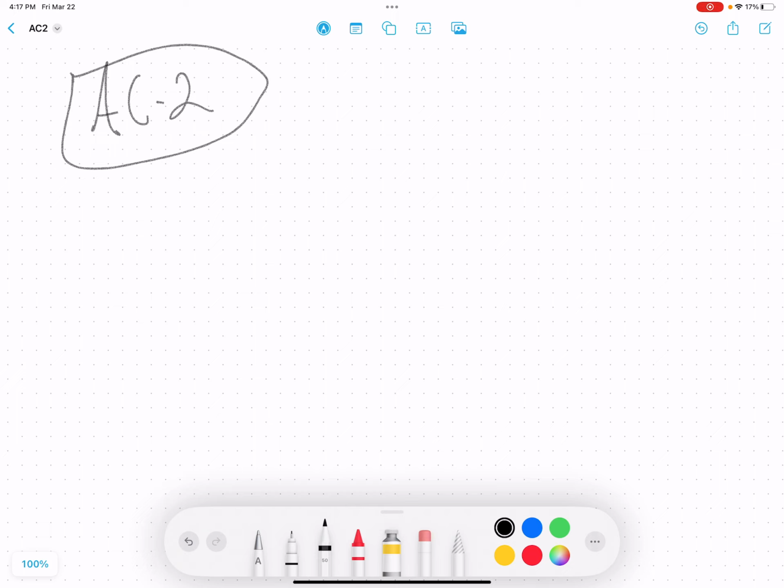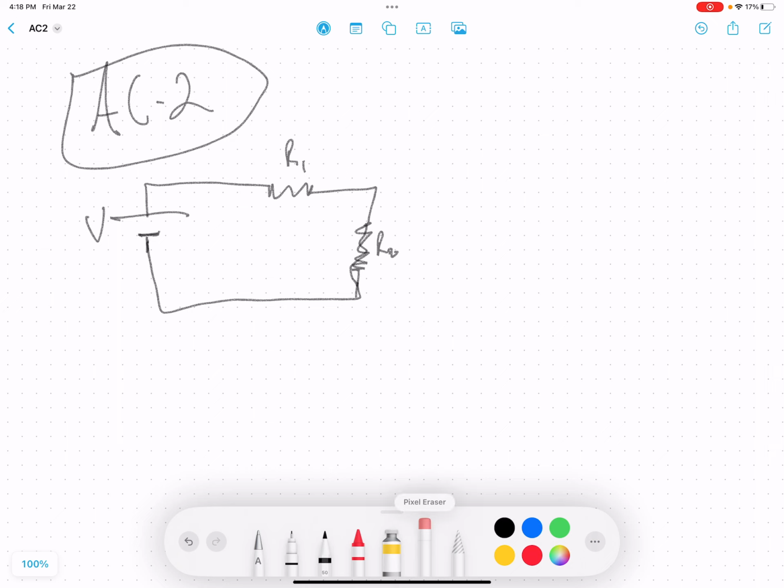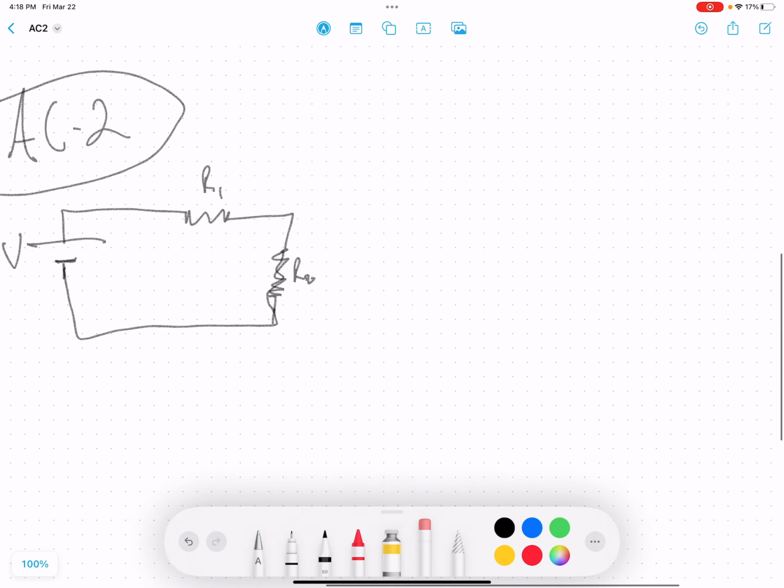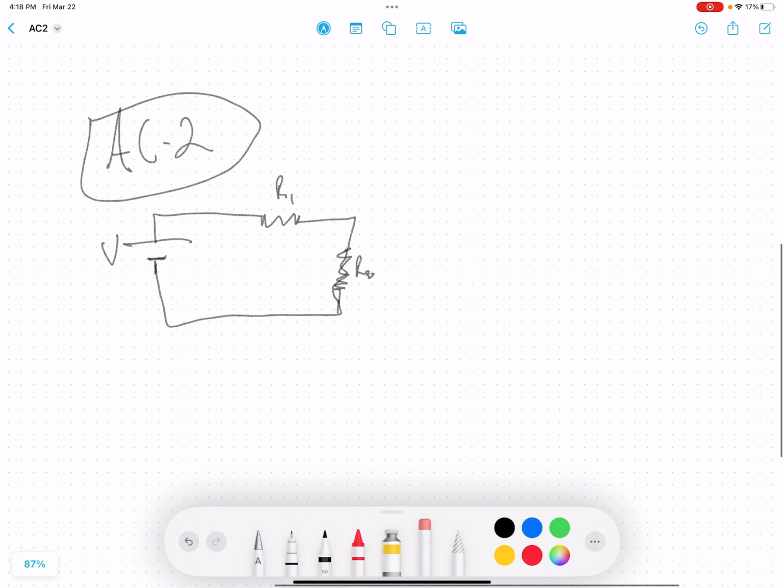But before we hit the actual AC stuff, let's just look at a DC circuit to remind ourselves. Sorry, that is like the worst drawn resistor in the world. Maybe that's a little bit better. So here's resistor 1, resistor 2, some voltage source V, it's DC. There's a lot of stuff I can do with this. Let's ground it. Okay, there's a ground.